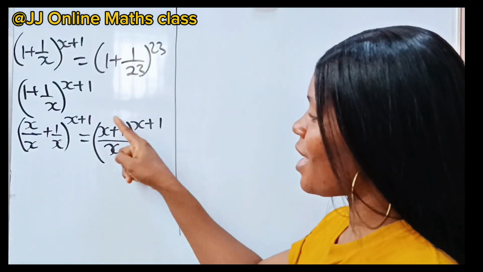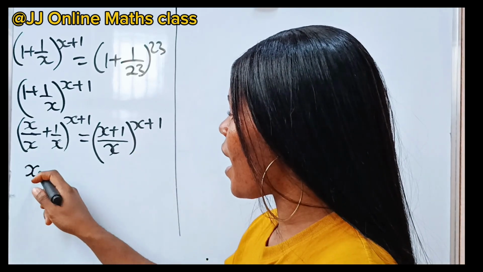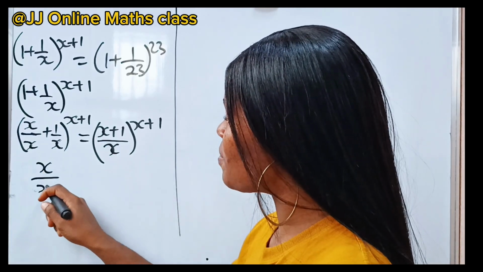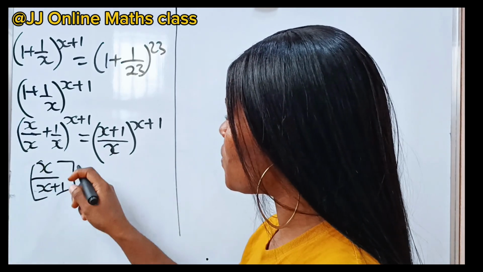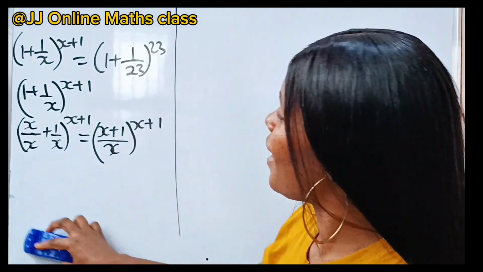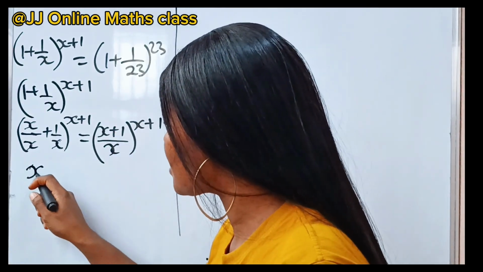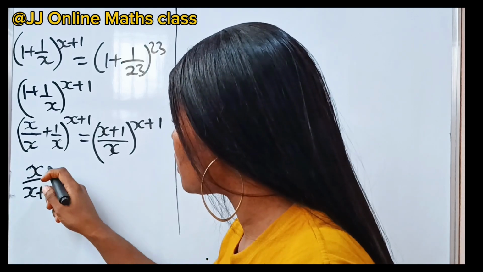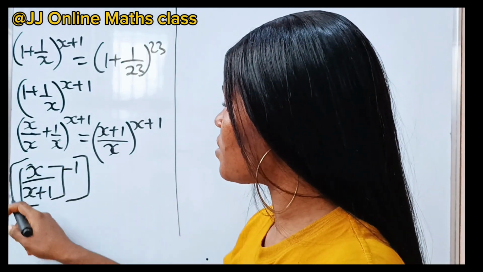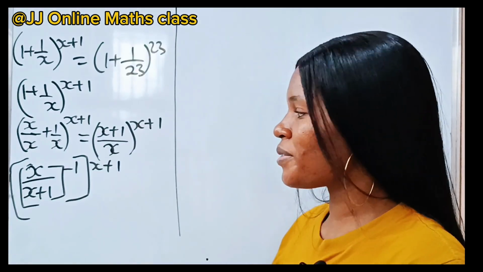If we bring this down, that means we are taking the inverse of this. So the inverse is x over x plus 1, and we are going to raise it to the power of -1. Permit me to write this well, it's because of my position. So like I said, we are going to take the inverse of this, so we now write x over x plus 1 raised to the power of -1, and everything is now raised to the power of x plus 1.